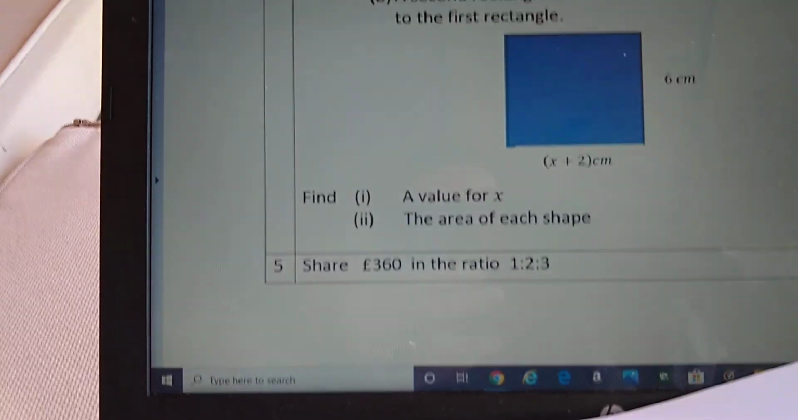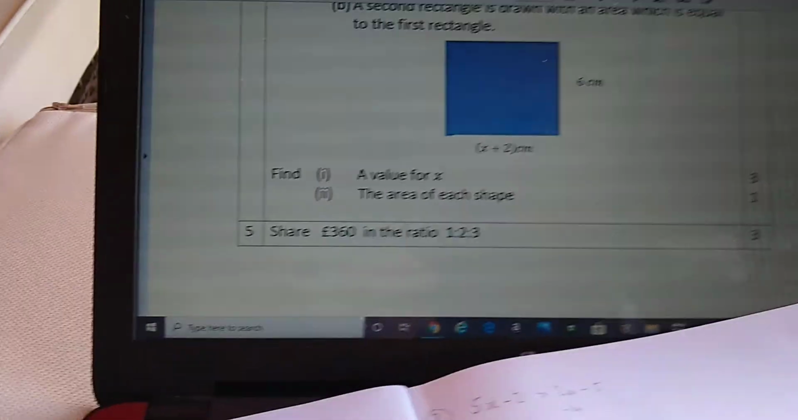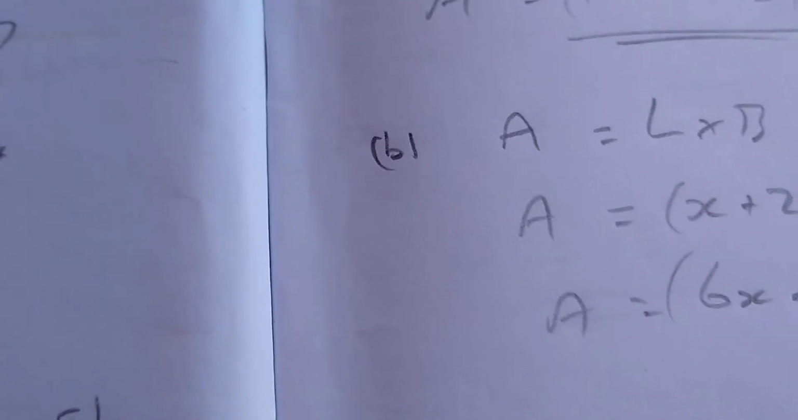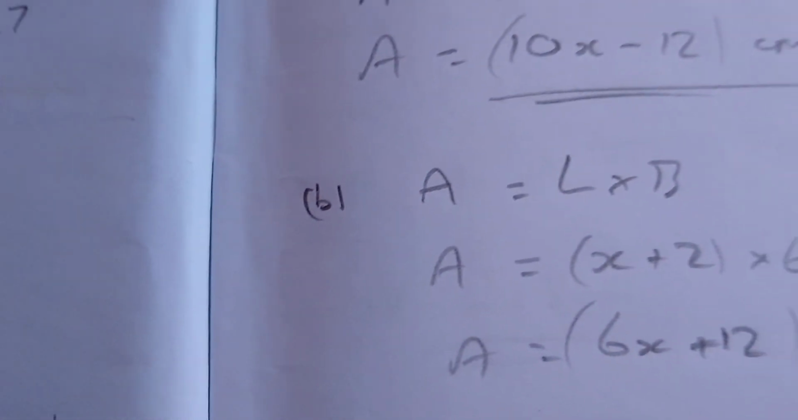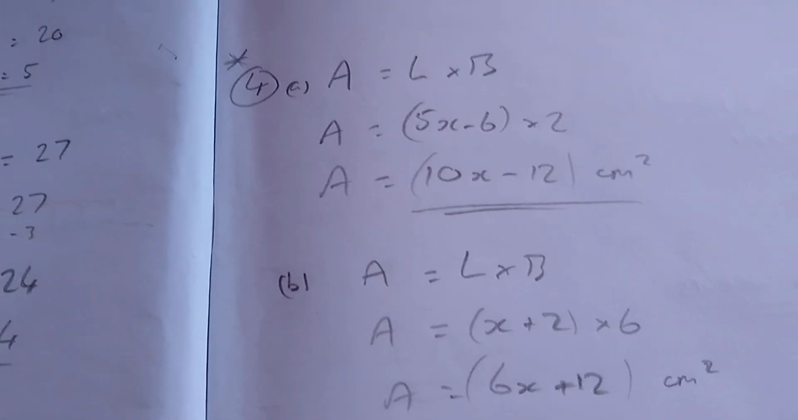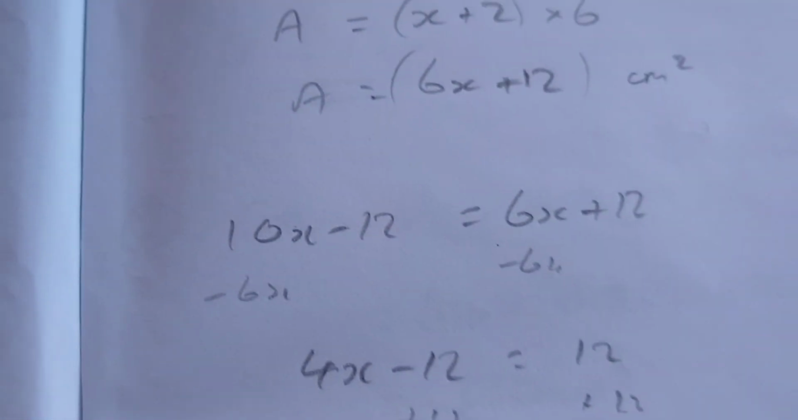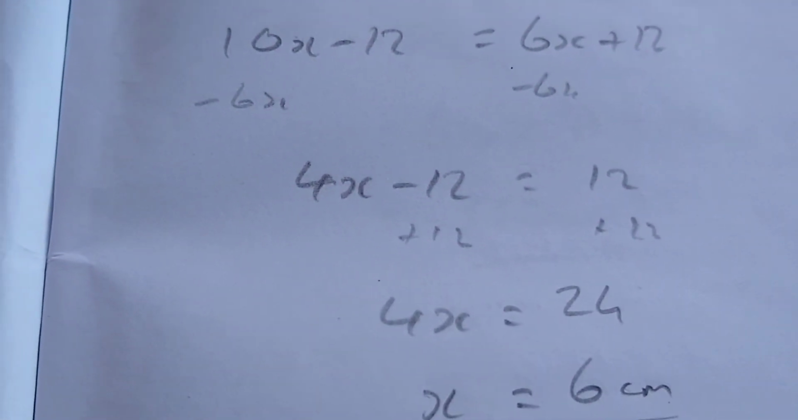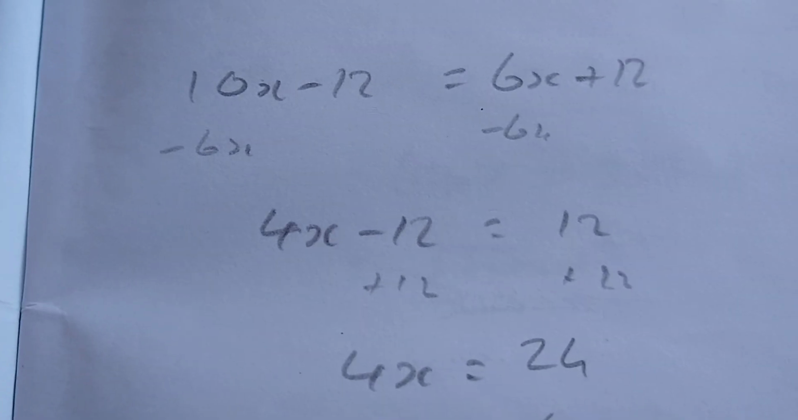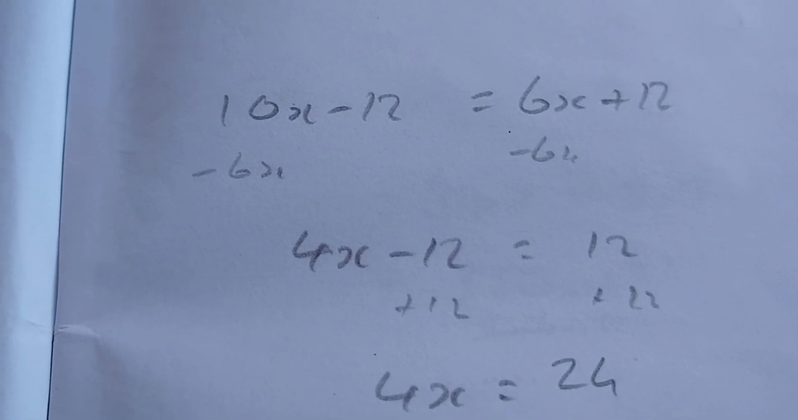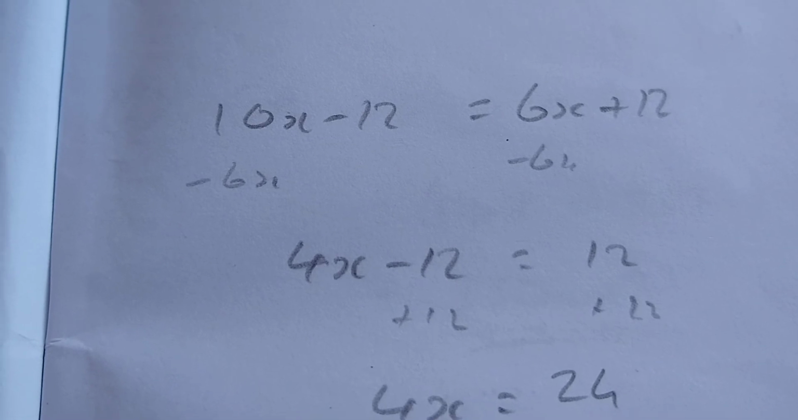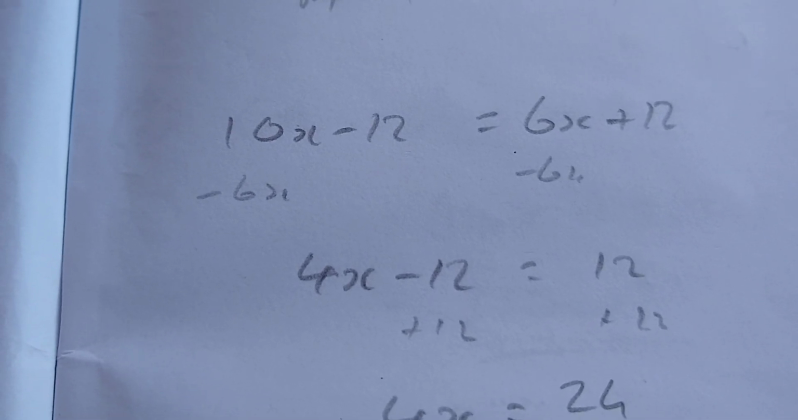Sorry about that. So find a value for x, find the area of the shape. So we know that the two rectangles from part A and B have the same area, so we can say 10x minus 12 equals 6x plus 12. Now again, we've not done many questions like that in class, so I'm not expecting you to be able to do it, but normally we'd be doing this in class. I could be going through similar questions on the board.